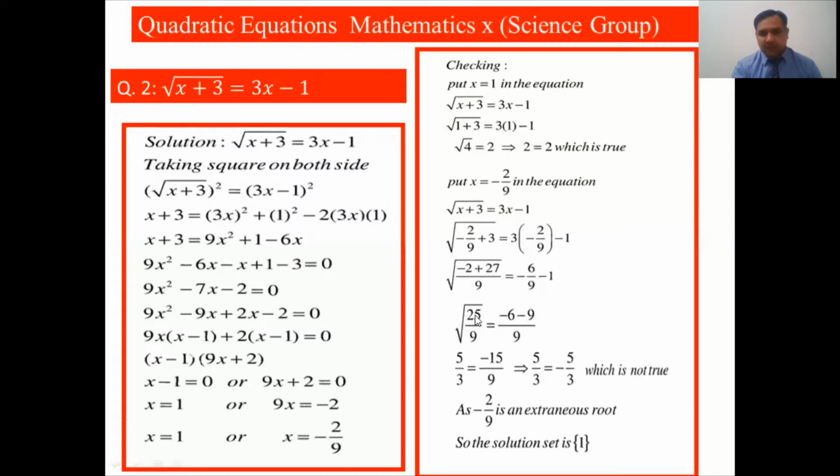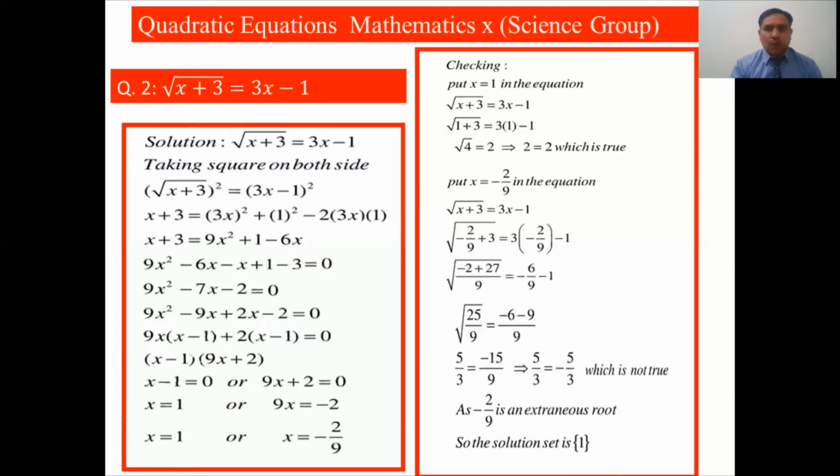So here when we take the square root, we have 5 by 3, and this is equal to minus 15 by 9, which is not true. So 5 by 3 is not equal to minus 5 by 3. So we can say that x is equal to minus 9 by 2 is an extraneous root. So the solution set is x is equal to 1.